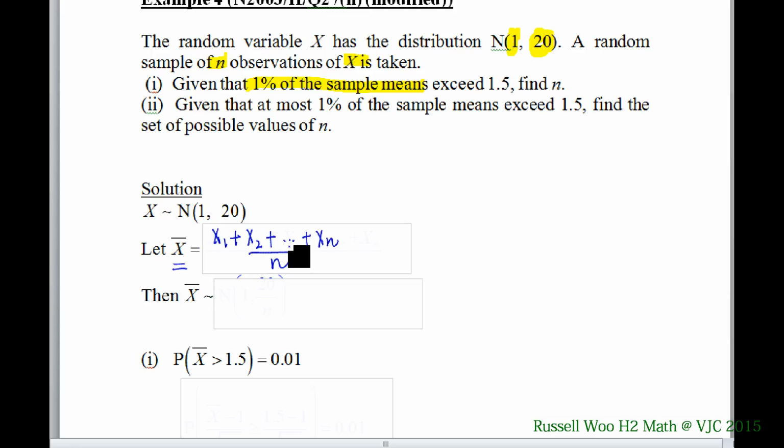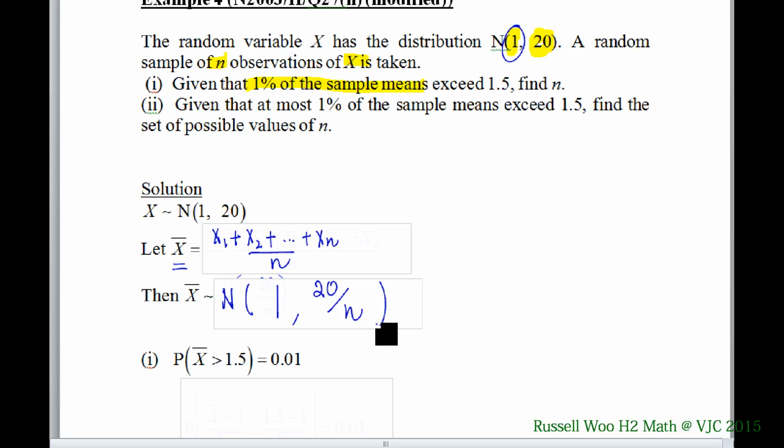Then by the result that we learned on Tuesday, x bar must follow a normal distribution with the same mean, 1. And variance cannot be the same. Variance must be 20 over n. Okay, good. Now, what are you given?